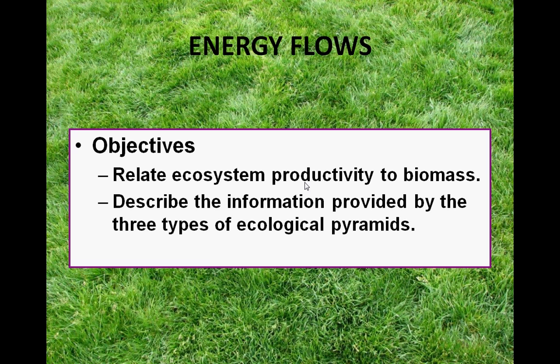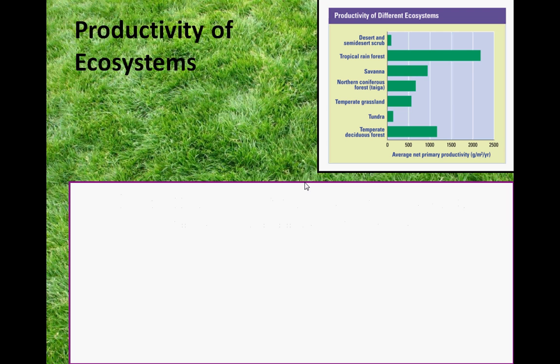And then I want to quickly talk about how energy flows from one organism to the next. And we're going to talk about how that's related to a term called productivity. And we're going to also talk about 3 types of what we call food or ecological pyramids. You've probably heard of these too.